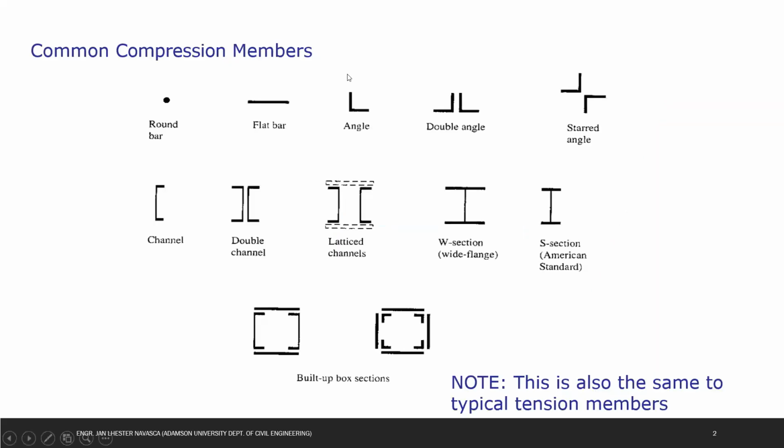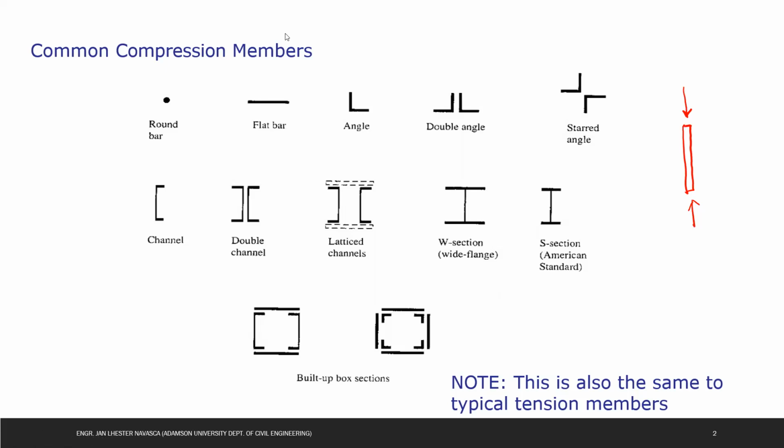So last meeting we discussed common tension members. This time, common compression members. Before we start, a compression member is a structural element that is capable of experiencing axial compression. So this is an example of a compression member.